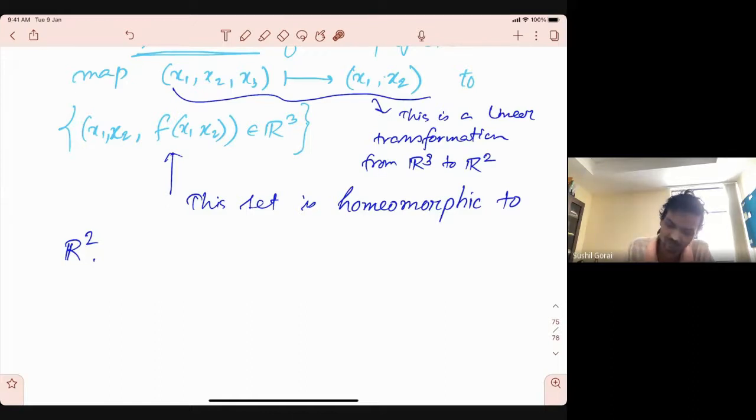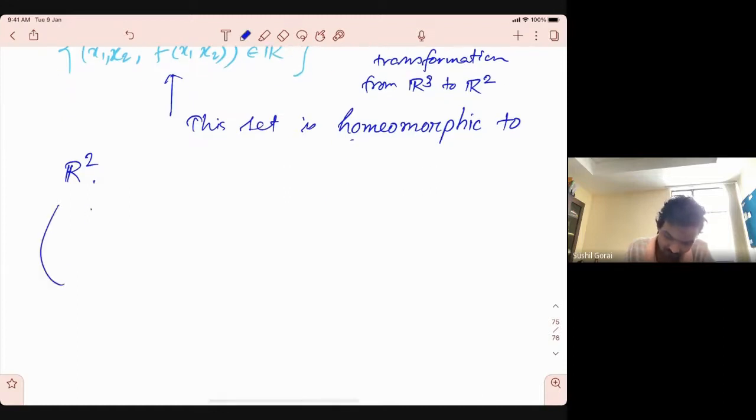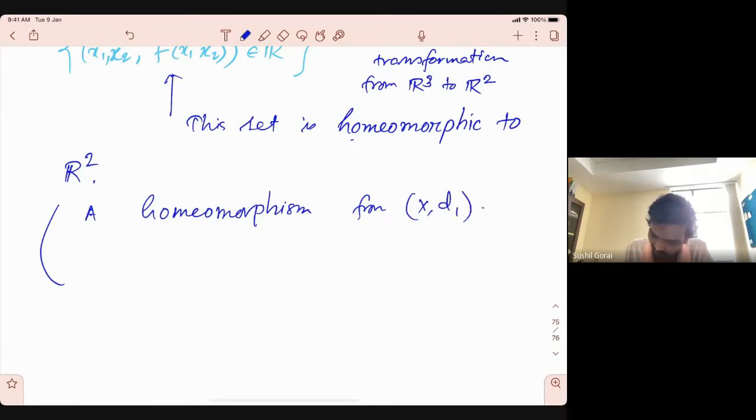So a homeomorphism is a continuous map. Say a homeomorphism from, let's say, (X, d1) to (Y, d2), two metric spaces, is a continuous bijective map whose inverse is also continuous.